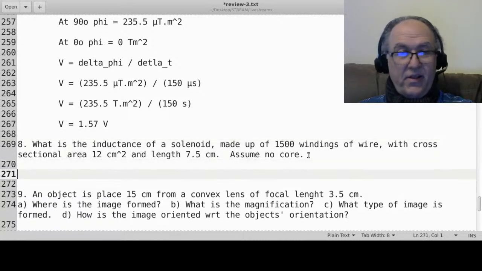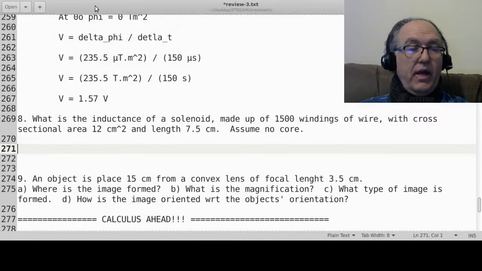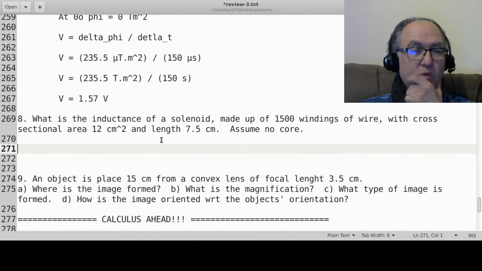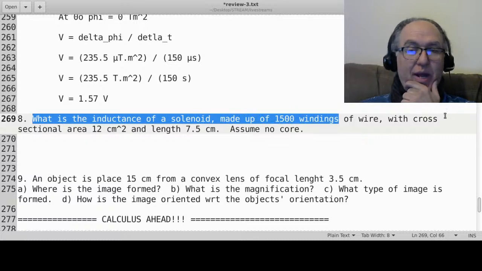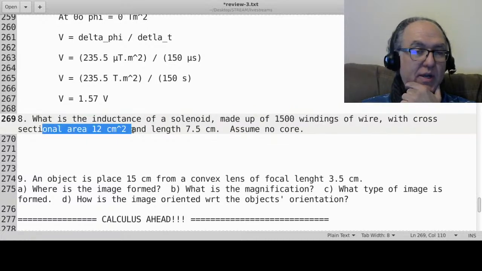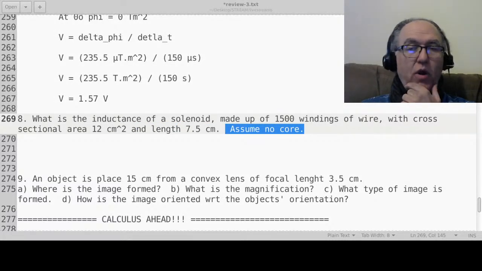All right. Okay, 2 more questions for the non-calc stuff. The first one is, what is the inductance of a solenoid made up of 1,500 windings of wire with cross-sectional area 12 centimeters squared and length 7.5 centimeters? Assume no core. I might do a part B, and I'll show you what to do if you have a core. So we now saw what an inductor is.